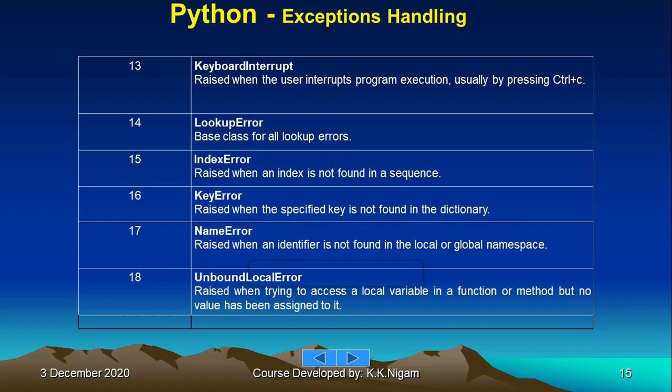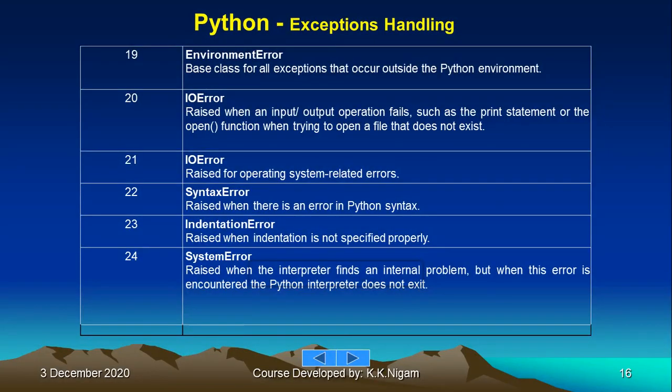Unbound local error: raised when trying to access a local variable in a function or method but no value has been assigned to it. Now these are very common types of error which you will face when you start writing your programs and execution of that program takes place. Environment error: base class for all exceptions that occur outside the Python environment. IO error: raised when an input-output operation fails, such as the print statement or the open function when trying to open a file that does not exist. Then it gives you IO error.